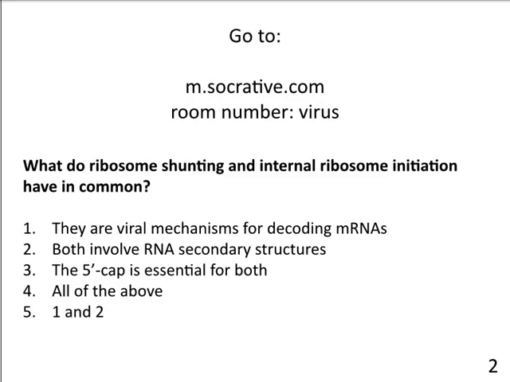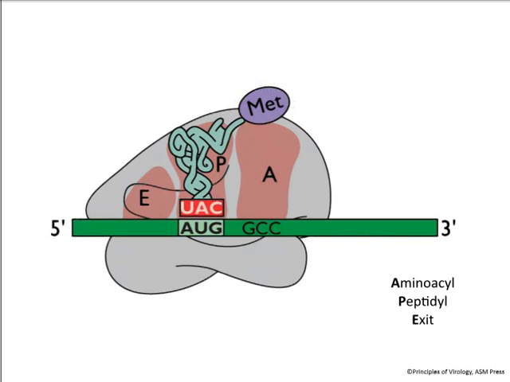So number 5 is mostly selected, and that's correct. There are viral mechanisms for decoding mRNAs, that's correct. Both shunting and IRESs are for viral genomes. They involve RNA secondary structures, absolutely. I showed you the shunting requires the secondary structures, the IRES requires the secondary structures. 5' cap is essential for both. It's not essential for both. It's essential for the shunt, but not for the IRES. So the answer is 1 and 2. It's just viral mechanisms involve RNA secondary structures.